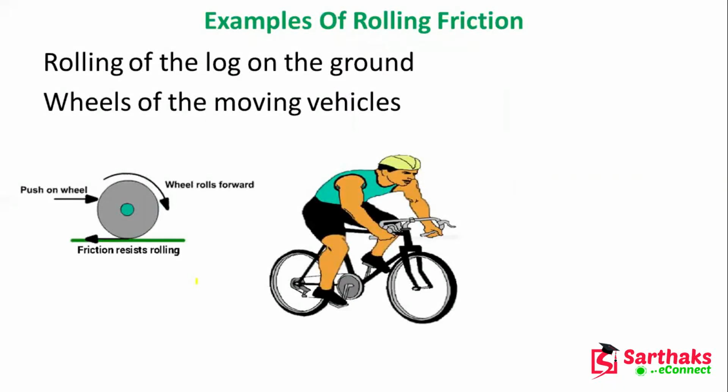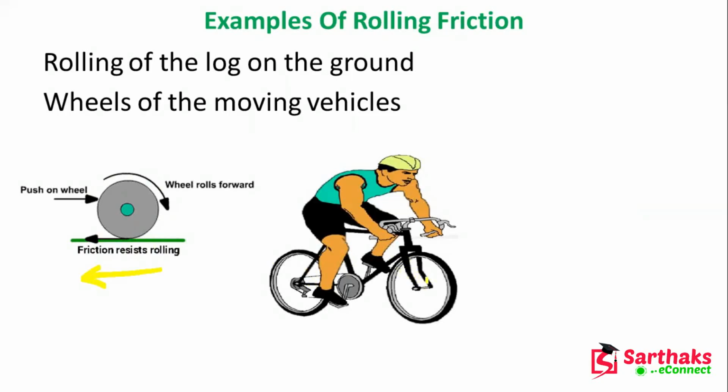This is an example of the friction. Here you can see the wheels of the vehicles moving. Here you apply a push on the wheel and the wheel rolls forward. So the friction in this direction resists the rolling. And the rolling of a log on the ground is also an example of rolling friction.